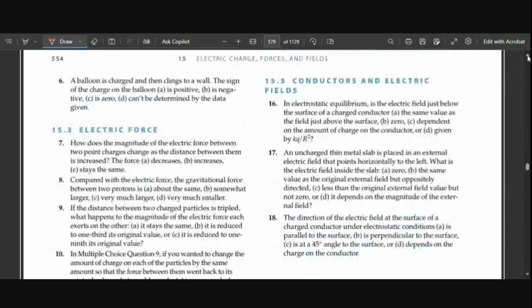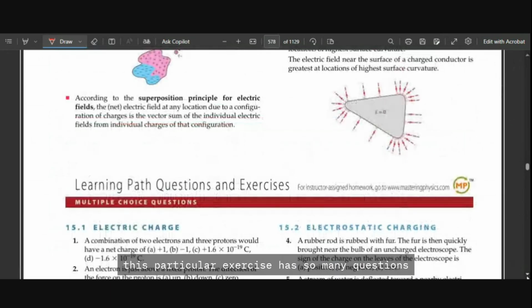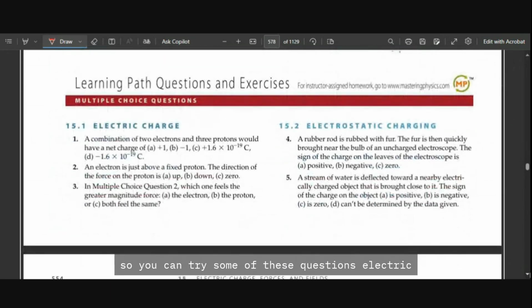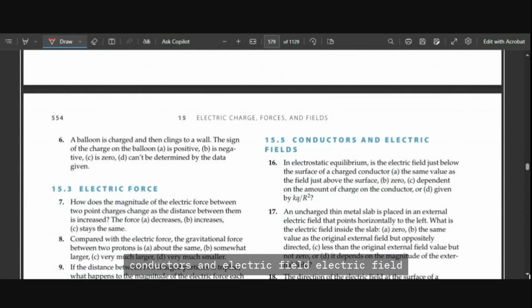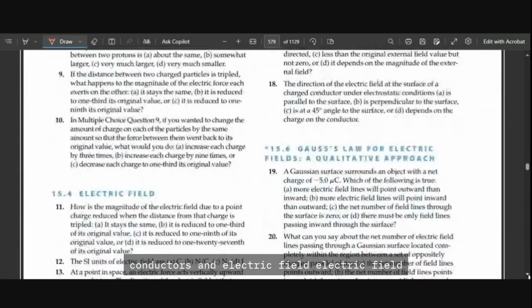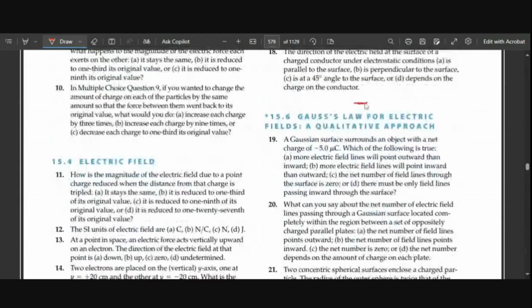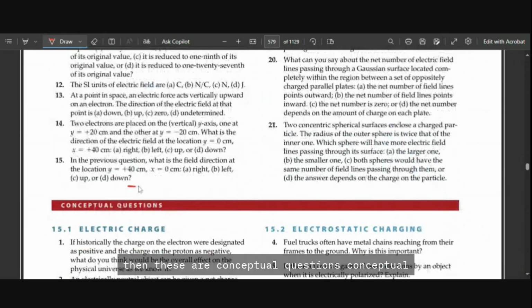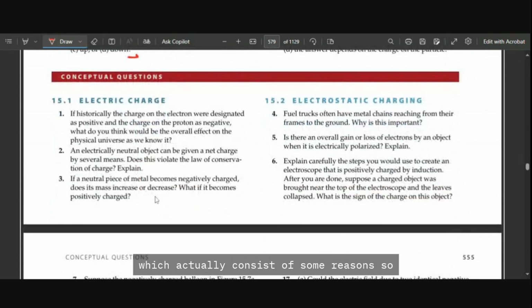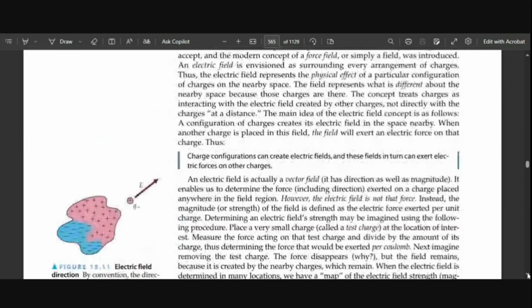Also, this particular exercise has so many questions, so you can try some of these. Electric charge, electrostatic charging, electric force, conductors and electric field, till question number 18. Not till 18, at least you should try it till question number 15. Then these are conceptual questions. Conceptual questions mean those questions which actually consist of some reasons. So you can at least try to read these questions out.